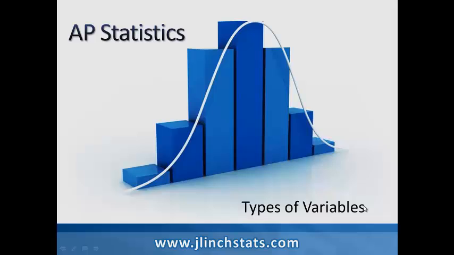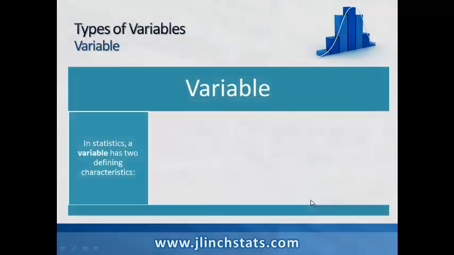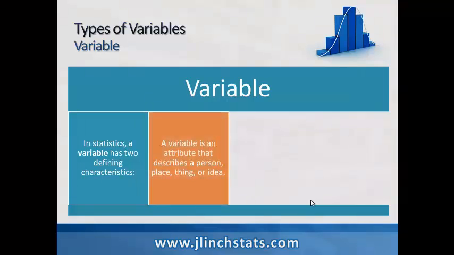Today we're going to continue our studies and talk about types of variables. Let's begin first of all with the definition of a variable. We've learned about variables in all of our studies in mathematics early on, from pre-algebra through algebra 1. In statistics though, a variable basically has two defining characteristics. First of all, a variable is an attribute that describes a person, a place, a thing, or an idea.